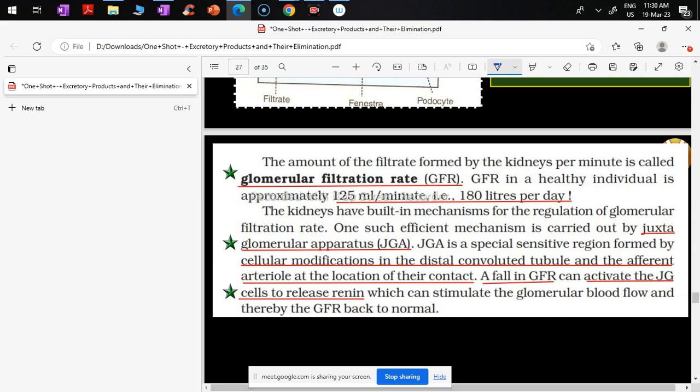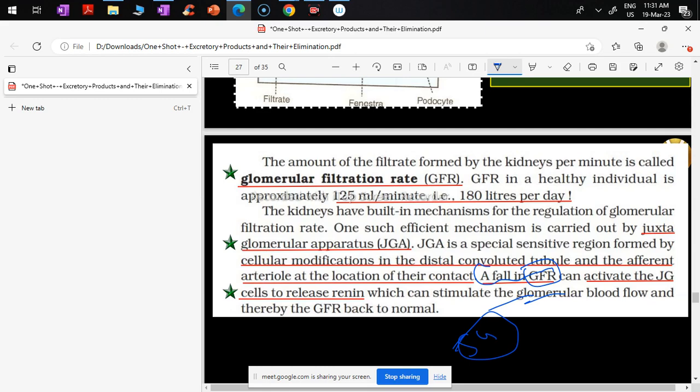And this point is also very important. Whenever there is a fall in GFR in our body, it activates juxtaglomerular cells to secrete renin. Important: renin is secreted by juxtaglomerular cells. When the juxtaglomerular cells release renin, it will stimulate your GFR or glomerular blood flow back to normal.